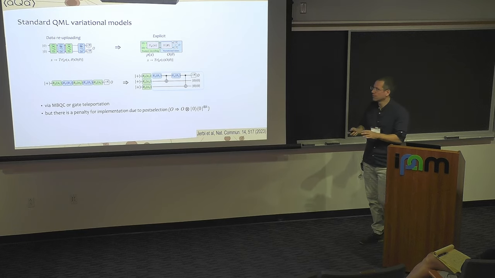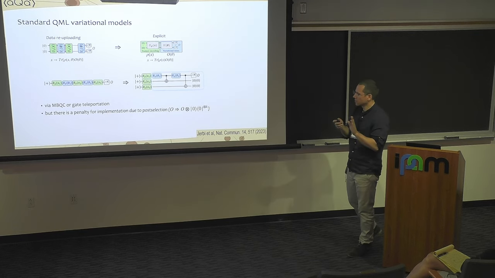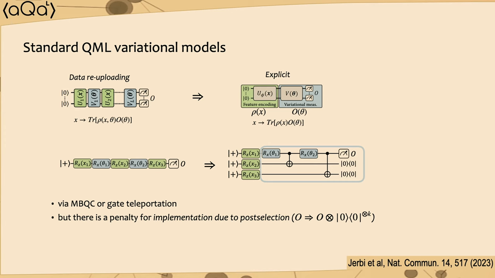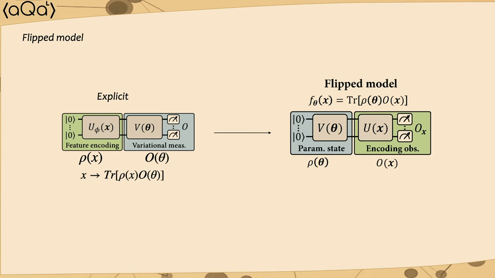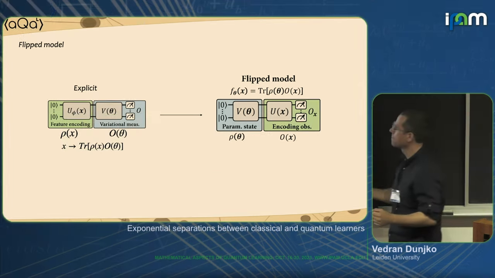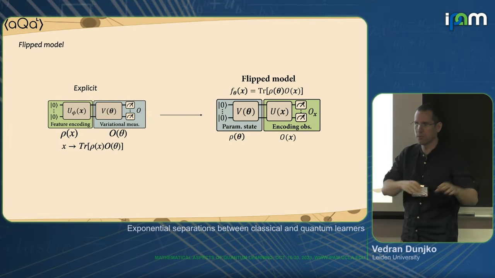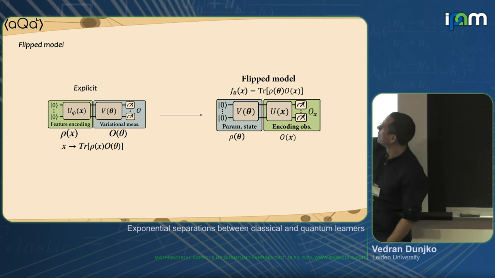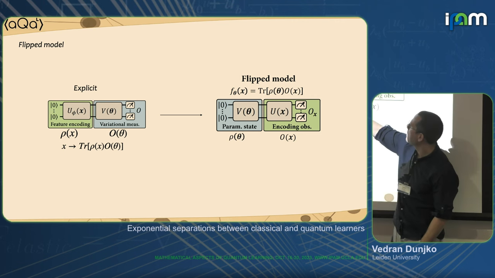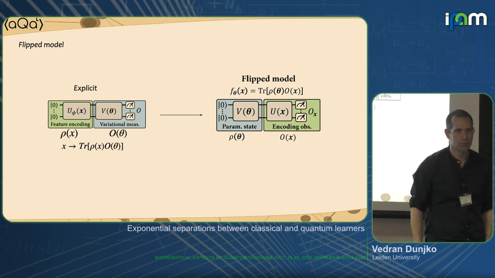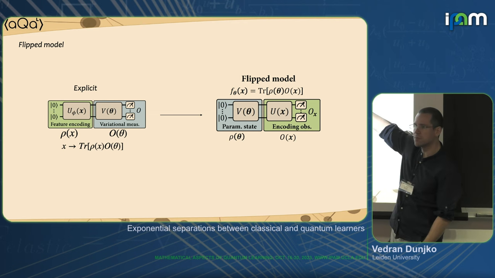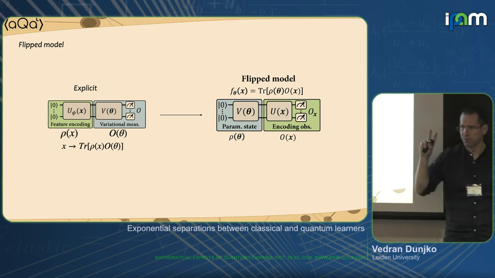And you can prove learning separations between the models. They're not the same. But right now, I care about this. And now I'm going to do something different. I'm going to talk about something called the flip model, which is where you take the explicit model, and then you flip it around. OK? Recall, I'm going to go towards quantum machine learning and training only. This is an intermediary step. So what's the flip model? I make the states depend on the training parameters, and the input influences my observable. Just flip it around, OK?